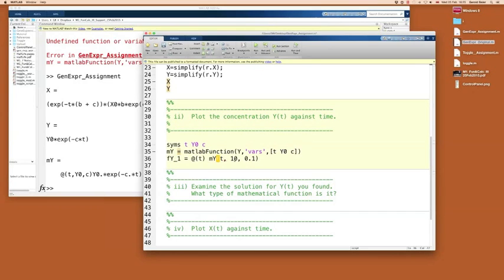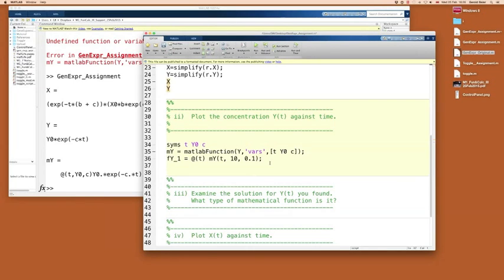So we need to specify in that order, right? Because we have said that in previous, that first is time, t. Second is initial concentration, third is constant c. So in that order, we define t as our independent variable, y0 as 10, and c as 0.1. And this thing we can plot immediately using fplot. Okay, so fplot plots a function.